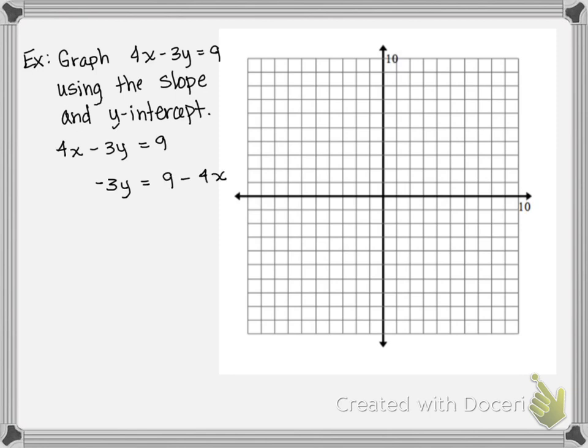Some people really like that variable term to be first so that it looks like mx plus b, right? If that's the case, then you would just write this as negative 4x plus 9. Just as long as your 4x is negative and your 9 is positive, it doesn't matter the order that the two terms are in. And then we'll divide both sides by negative 3.